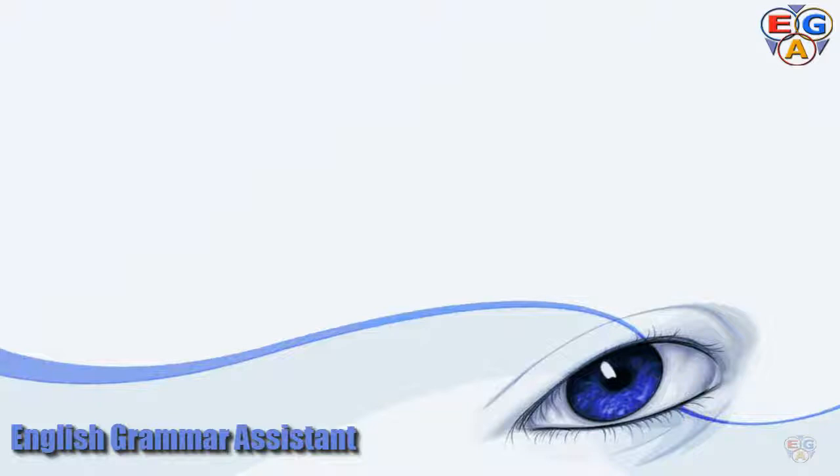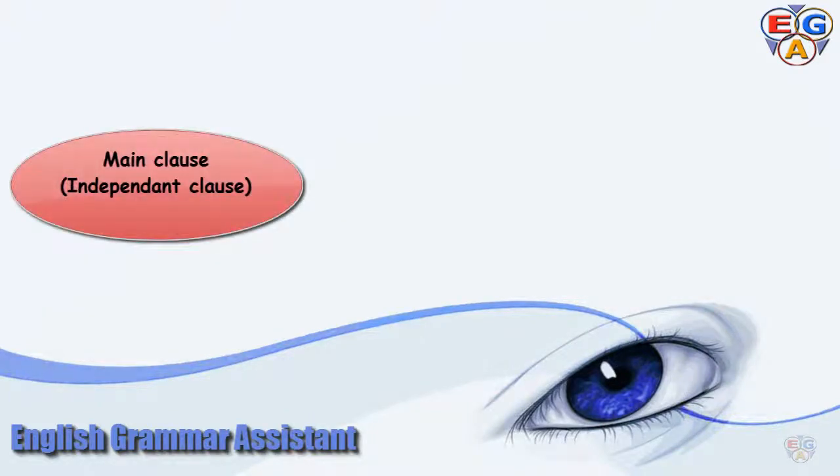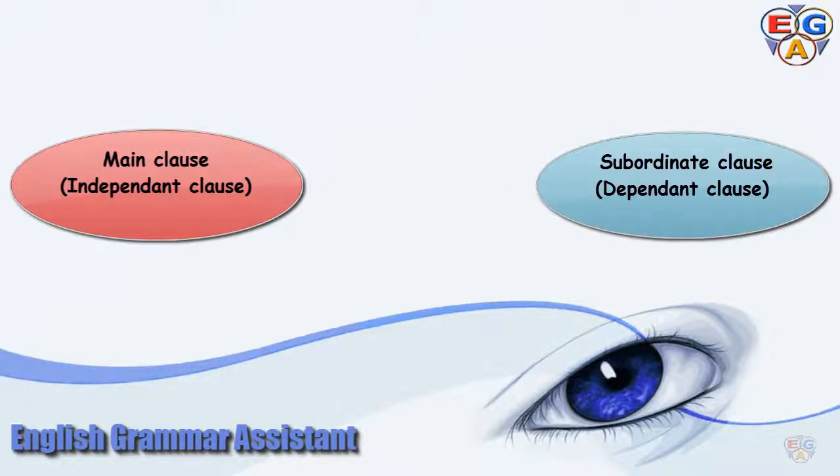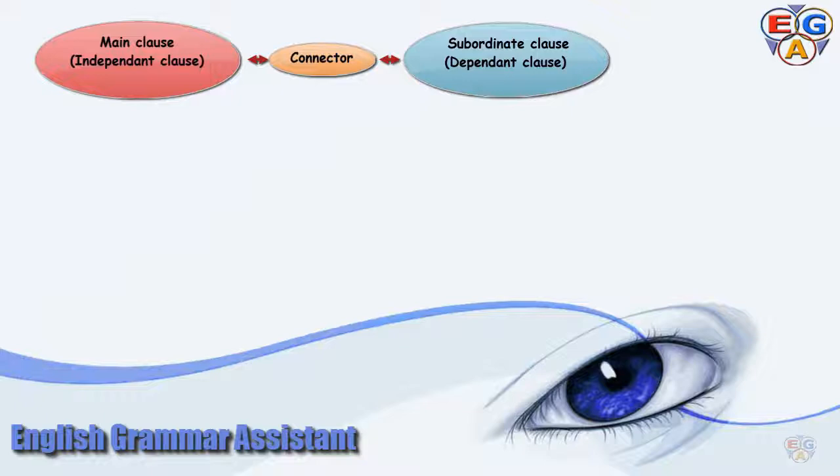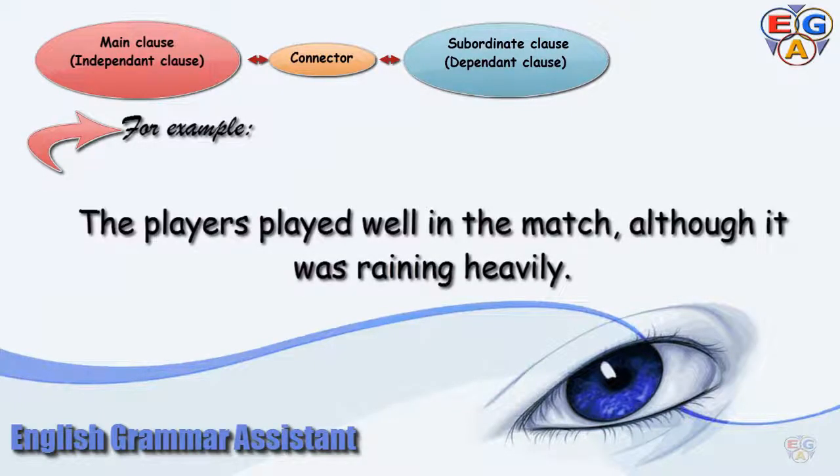The complex English sentence consists of a main clause connected to a subordinate clause through a connector, also called a marker. For example, the players played well in the match, although it was raining heavily. This is a complex sentence because it contains two clauses, one main or independent, and another subordinate or dependent.